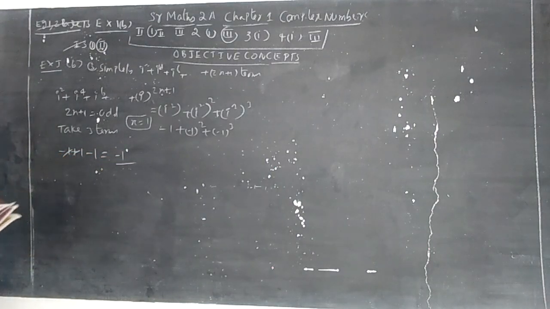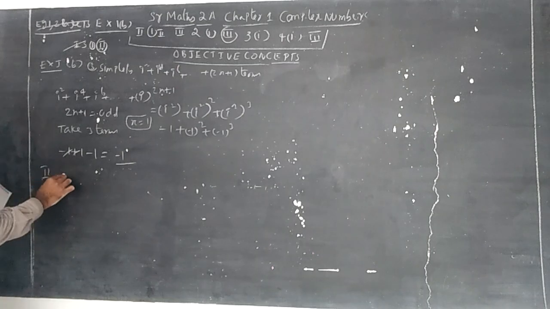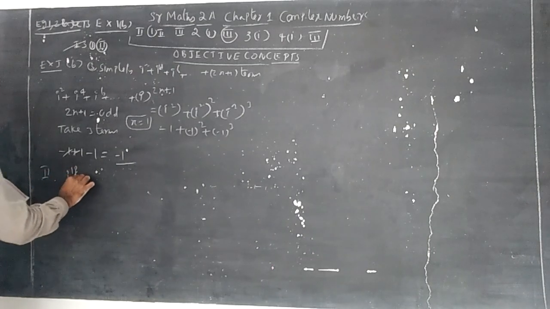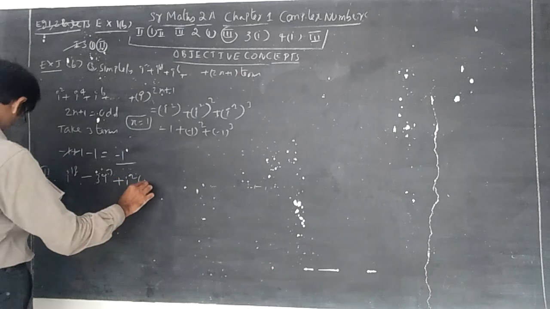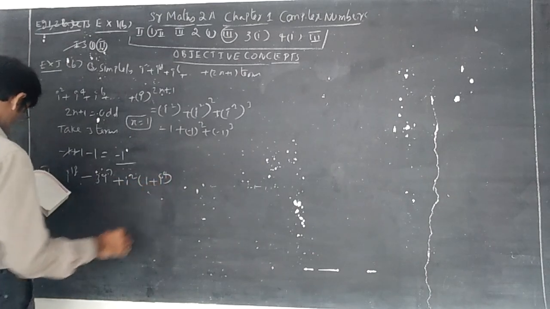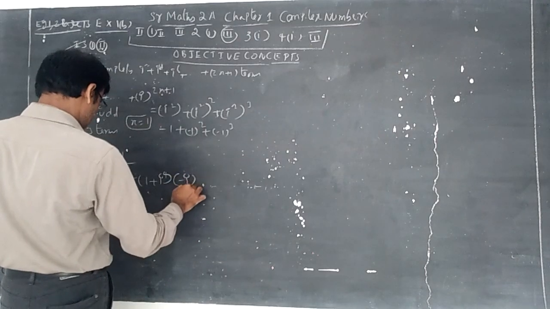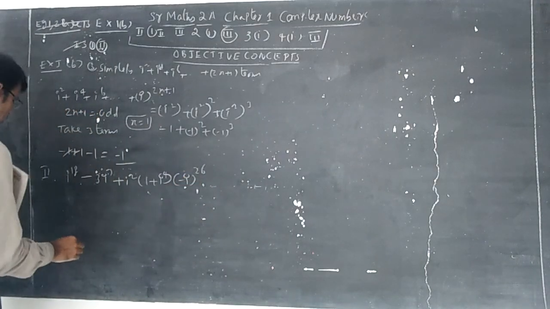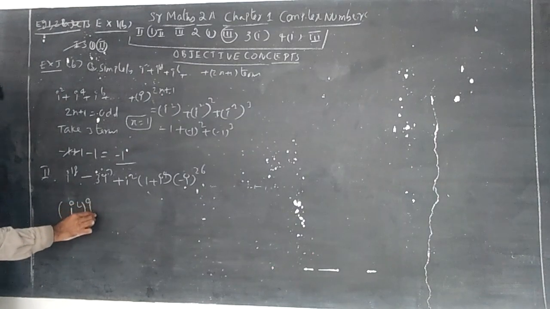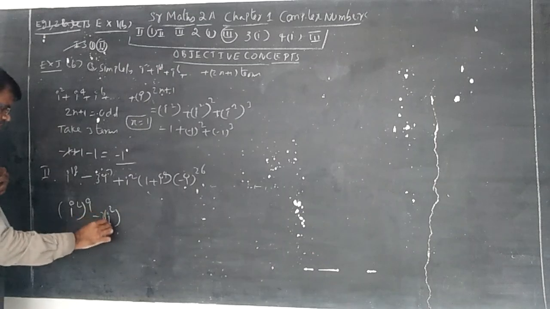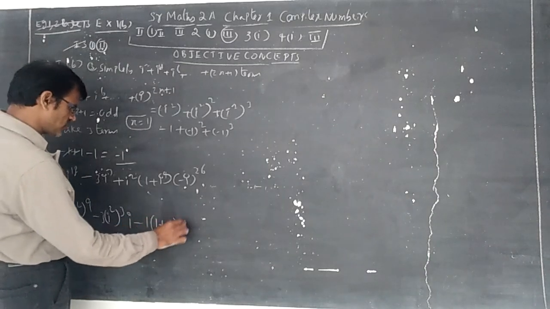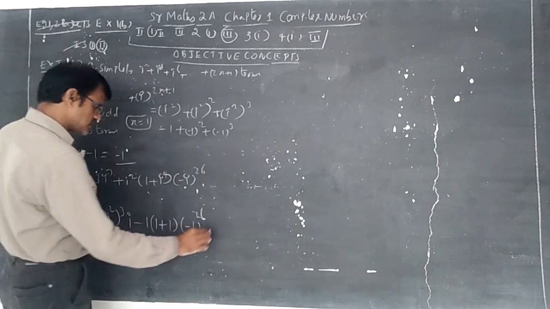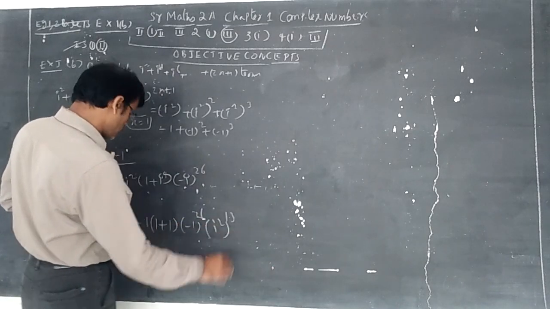Leave it. Now, third question, second one. i power 18 minus 3i power 7 plus i square into 1 plus i power 4 into (minus i) whole power 26. i power 18 we can write as (i square) whole power 9. Minus 3 (i square) whole cube into i, plus i square means this is minus 1 into 1 plus this is 1 into (minus i) whole power 26, which is i power 26, becomes (i square) whole power 13.